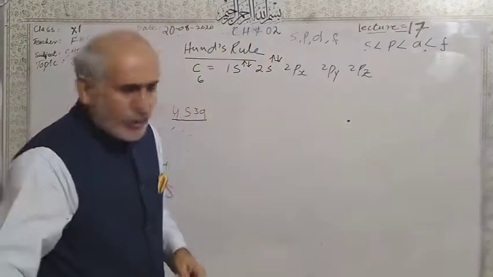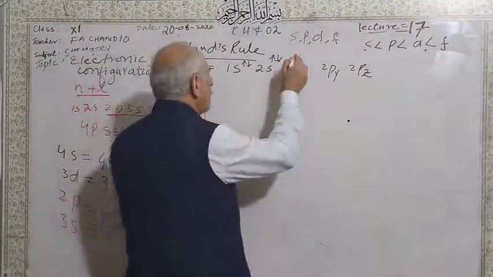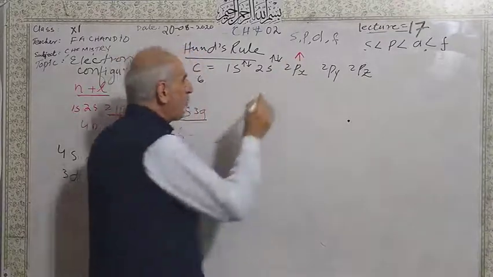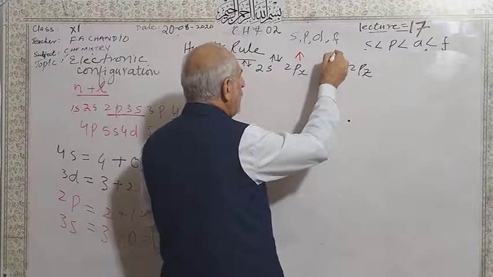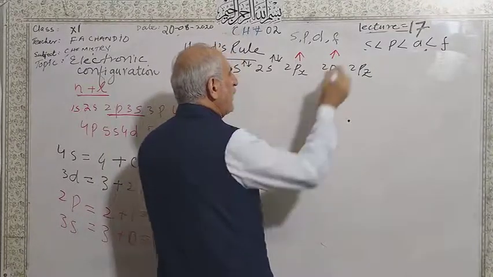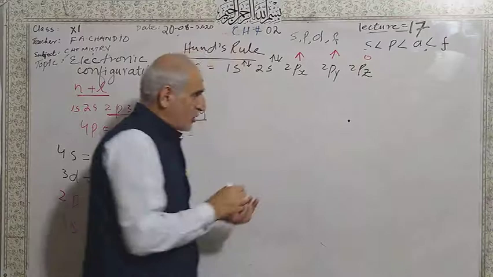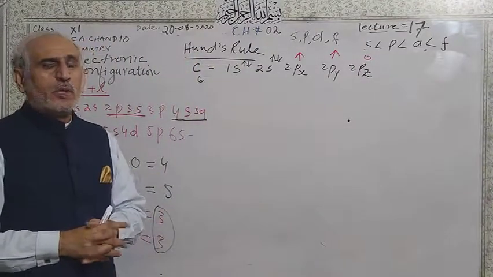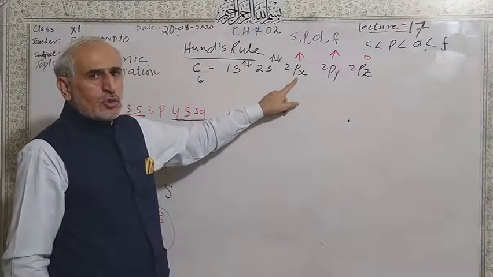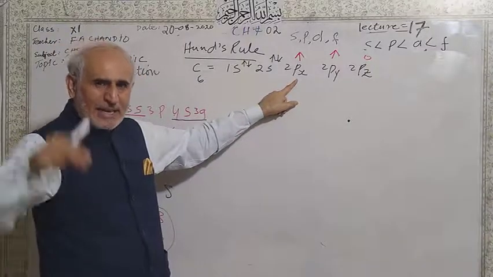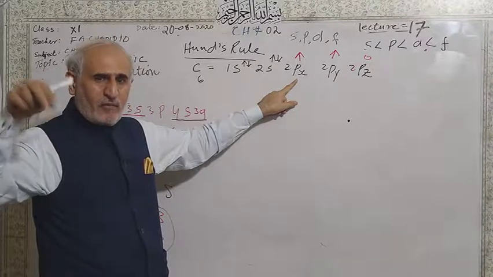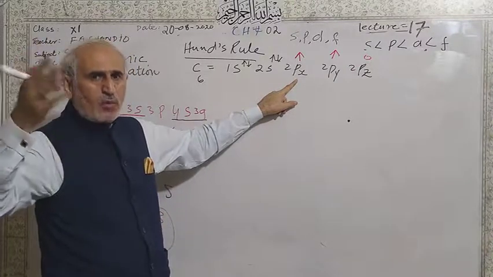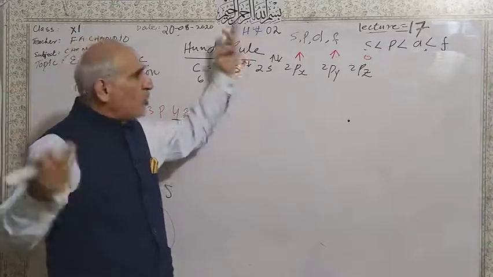It means that, students, you have to fill 1 electron with the upper spin in 2px and 1 electron with the upper spin in 2py, and make 2pz 0. This is correct. Don't put 2 electrons in the x with different spin. But if you have only 1 electron, no problem.